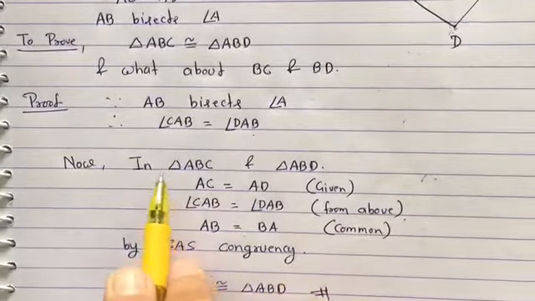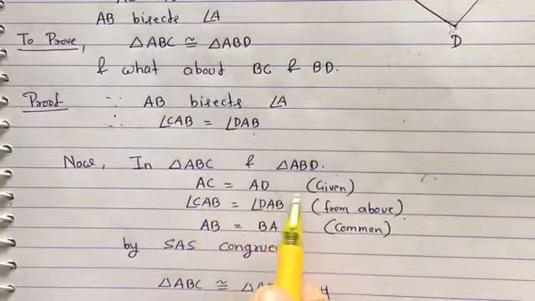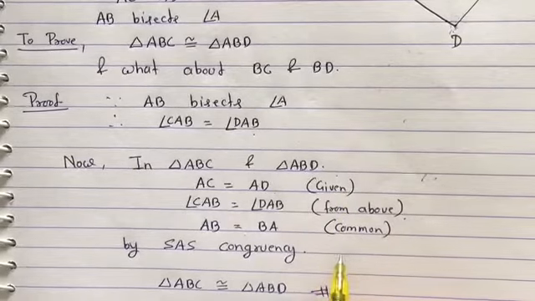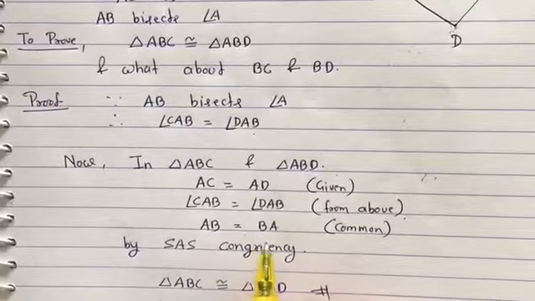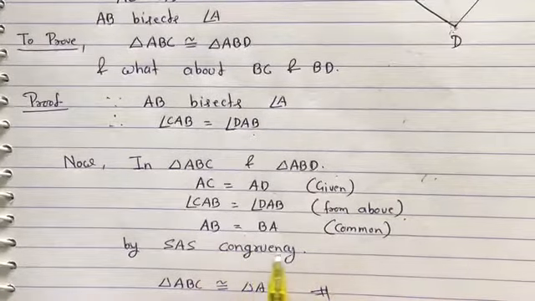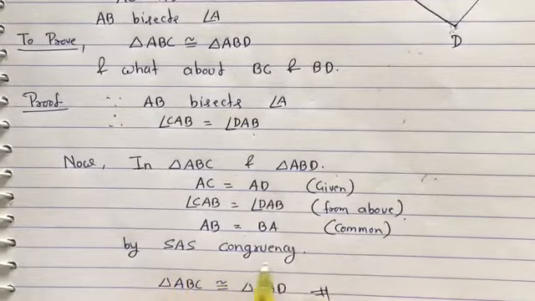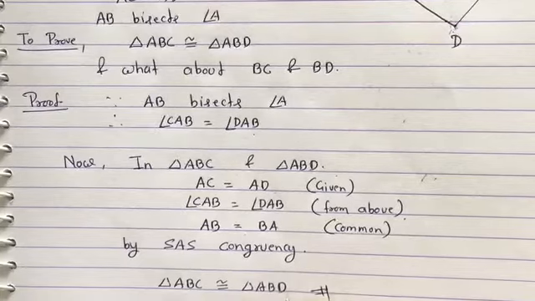In triangle ABC and triangle ABD, AC is equal to AD, given. You have to write down the reason here always. Angle CAB is equal to angle DAB, from above, and AB is equal to BA, common. By which congruency? By SAS congruency, triangle ABC is congruent to triangle ABD.